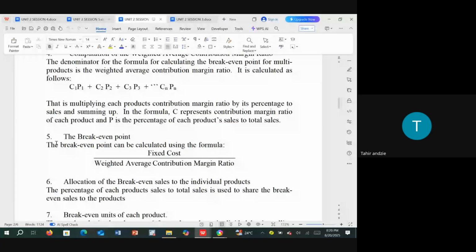Then the fifth point is where you determine the break-even point in sales value. Remember that when we divide the fixed cost by the contribution margin ratio, it gives us the break-even sales value straight.